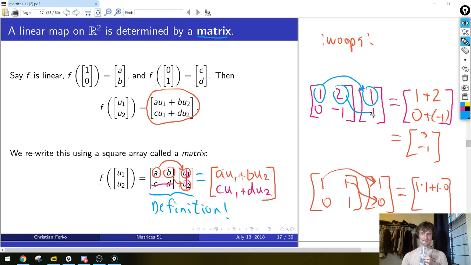So the mnemonic is to take the horizontal line and the vertical line. You multiply first one, second one, second one. So in this example, first one is 1, 1, so there's a 1 times 1. Second one is 1 times 0, right? So what's the second component? On the bottom, you would have 0 plus 0. 0 times 1 plus 1 times 0. Good. So it's 1, 0.